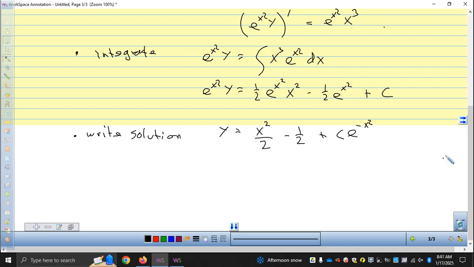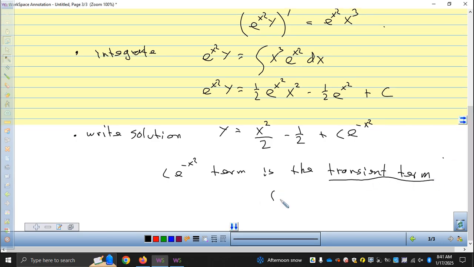Yes? Why is it negative x squared on the constant? Because I'm dividing by e to the x squared. So I could write it as c over e to the x squared, which is the same as c e to the negative x squared. We call the c e to the negative x squared term the transient term, because c e to the negative x squared approaches 0 as x approaches infinity. So it eventually goes away. We call it the transient term.